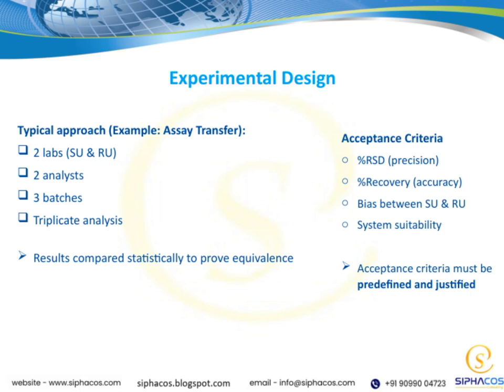First, we have the %RSD, which measures precision, how consistent our results are across multiple runs. Then there's %recovery, which assesses accuracy, how close our measured values are to the true value. We also evaluate the bias between the system under test, or SU, and the reference, or RU, to identify any systematic difference. Lastly, system suitability tests help us confirm the system's performance before we proceed.